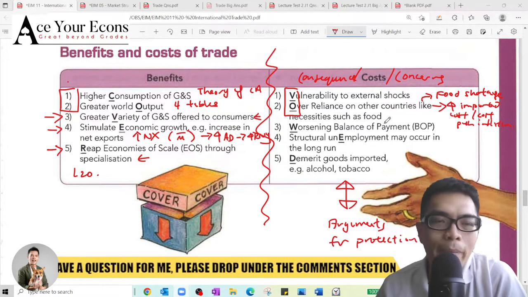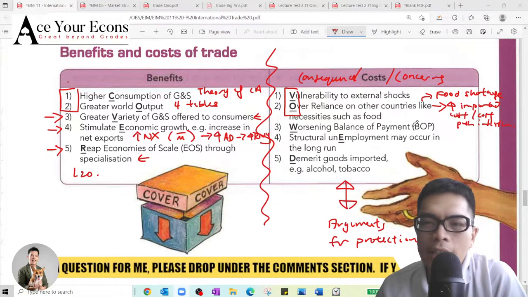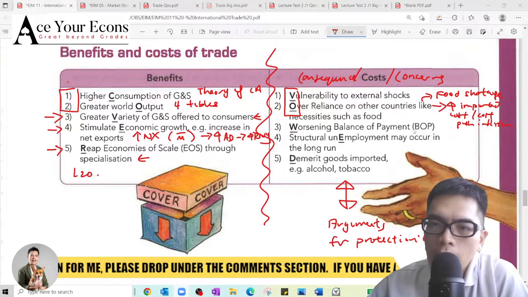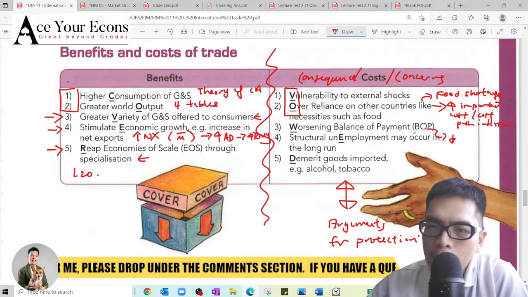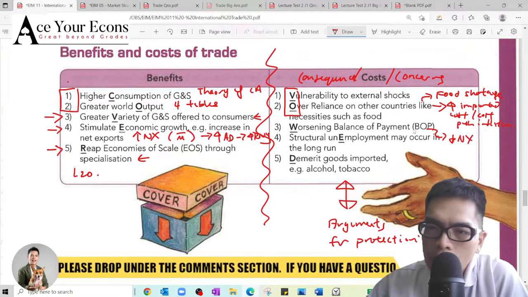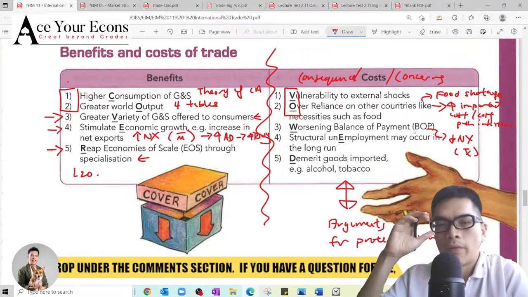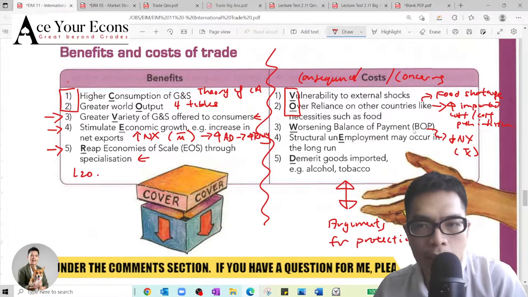Worsening of your balance of payment. When a country is importing more than they export, you can see that X minus M goes down. The assumption here is exports remain the same. It can potentially worsen your balance of trade.